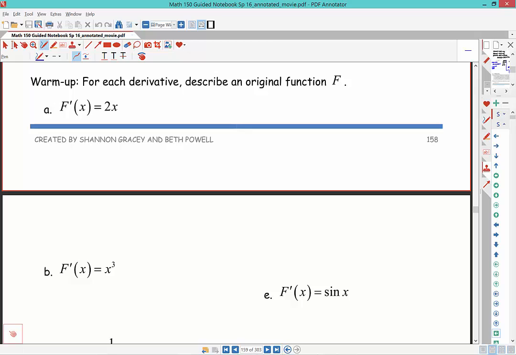So here, these are all derivatives. Think about, after you've differentiated something, what it would look like. And think if you can come up with an original function that you had before differentiating. Okay? So pause the movie and warm it on up and we'll see what you got. Okay, let's see how you did.